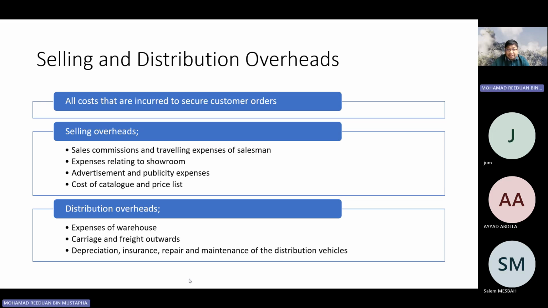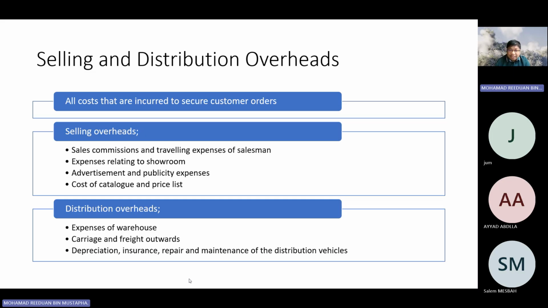So all costs that are incurred to secure a customer order, any cost to secure a customer order, say by telephone, you communicate to the customer just to make sure they are related with the customer, and then selling overhead. Some commission, traveling expenses of salesmen, expenses related to the showroom, advertisement and public expenses, cost for catalog and price listing. The selling and distribution actually is a huge amount.